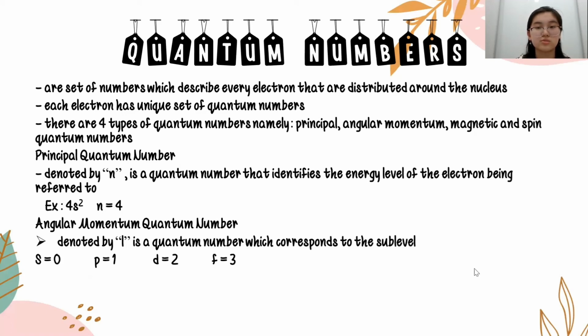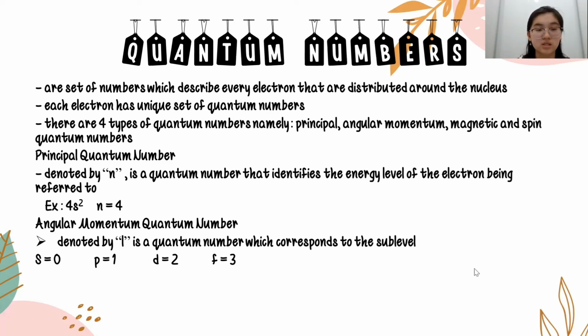Now we are going to the quantum numbers. Quantum numbers are a set of numbers which describe every electron that is distributed around the nucleus, and each electron has a unique set of quantum numbers. There are 4 types of quantum numbers, namely principal, angular momentum, magnetic, and spin quantum numbers. The first is the principal quantum number.